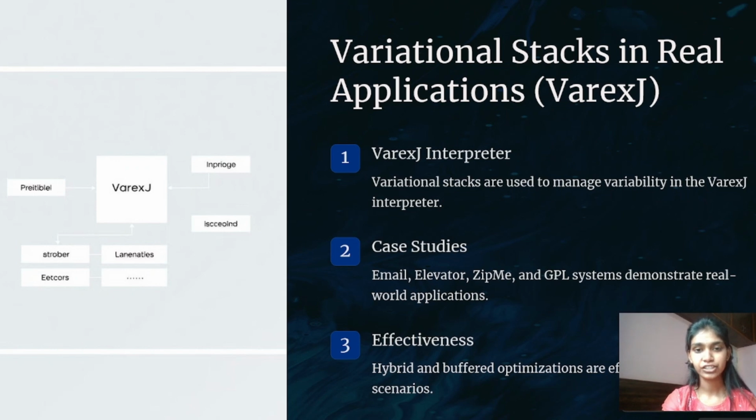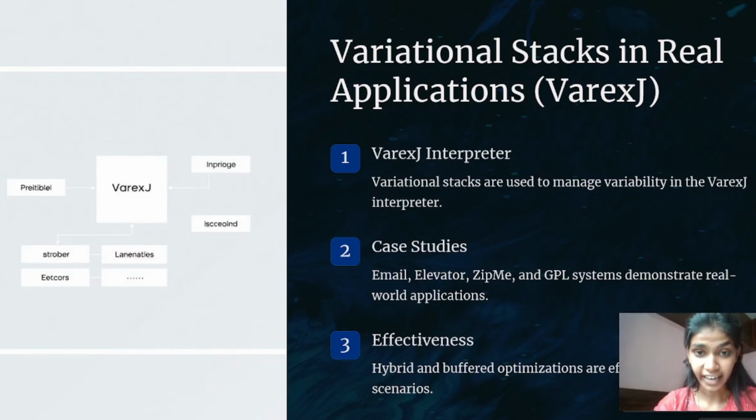Variational stacks in applications. Next, the researchers tested the variational stack in a real-world application using the VarexJ interpreter. They evaluated four systems: Email, Elevator, ZipMe, and GPL. In all the systems, the stack of choices implementation outperformed the choice of stacks design. Additionally, the hybrid and buffered optimizations greatly improved performance, reducing the runtime and memory across all systems.